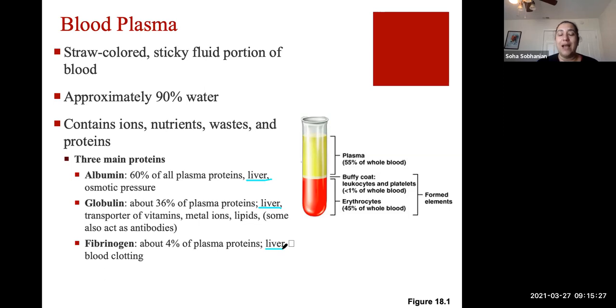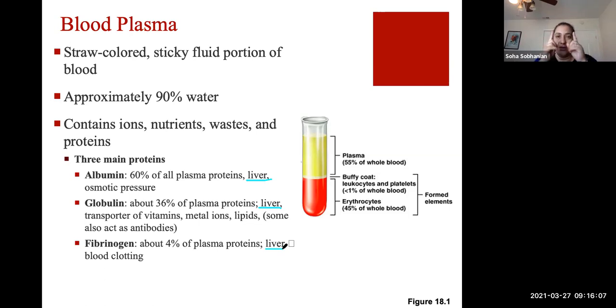So what is the job of albumin? Albumin uses what we call osmotic pressure. Understand that when I have water inside my blood and my blood vessels, I want that water to stay in my blood vessels. I don't want it to leak to the tissues that surround the blood vessel. If the water leaks out of my blood vessels and into my tissue, it causes that tissue to literally swell up and causes what we call edema.